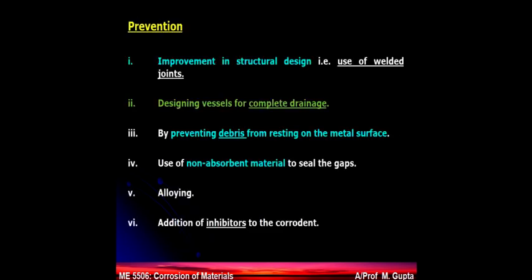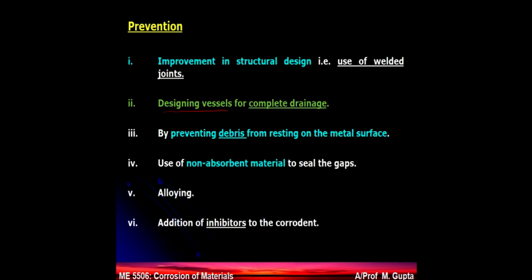So how can you prevent this kind of corrosion? Improve the structural design. Instead of a bolted structure, use a welded joint. No gaps, no crevice corrosion. You can design the vessels which store liquids for complete drainage, because if you do not, then you have a stagnant water situation. So remember, crevice corrosion is the gap plus stagnant water situation. That will promote crevice corrosion.